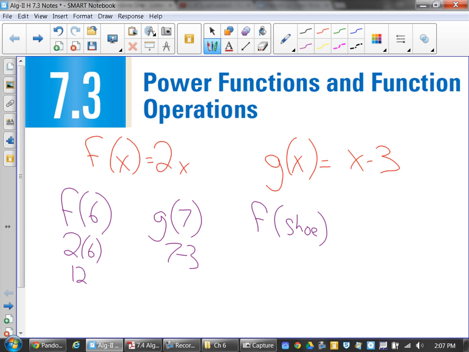What is 7 minus 3? 4. Yeah, 4. Now, what is f of shoe? 2 shoes. There's no s on that, it's just 2 shoe.